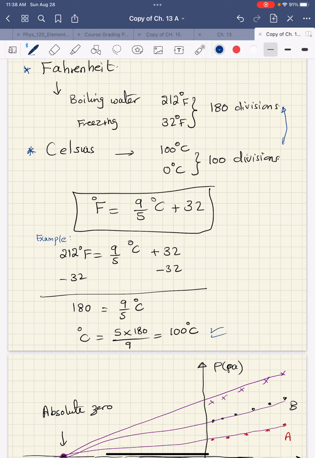What I did here is I put 212, and in order to solve this equation, I subtracted 32 from both sides, and this cancels it, leaving 9 over 5 C. 212 minus 32 is 180. Then I was able to solve for Celsius to be 100 degrees Celsius.